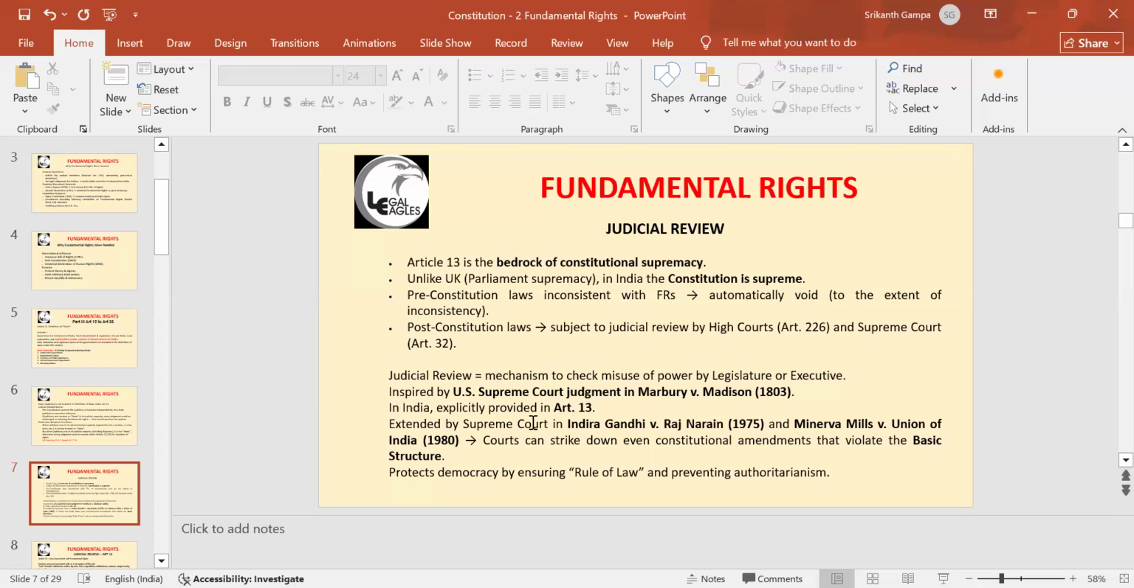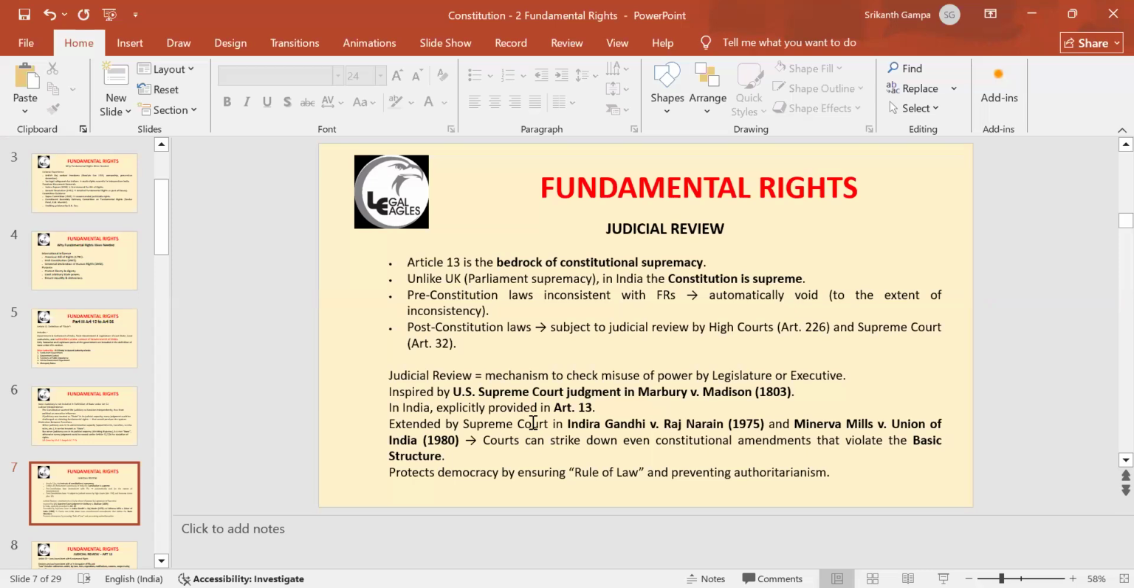Article 13 speaks about judicial review. This is another important question. You can expect questions from Article 12, Article 13, or from both also. This is the basic principle. It is the strongest bedrock of constitutional supremacy in India. Any act passed by Parliament or state assemblies, or any enactment, should go through the lens of Article 13, because it is the bedrock of constitutional supremacy.